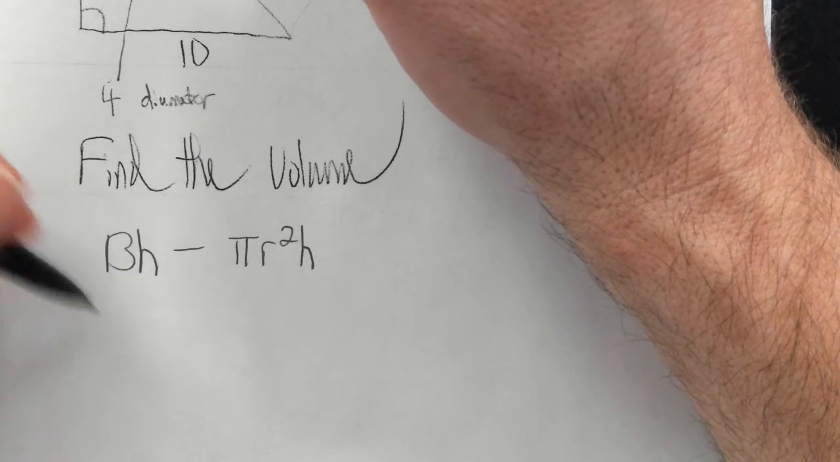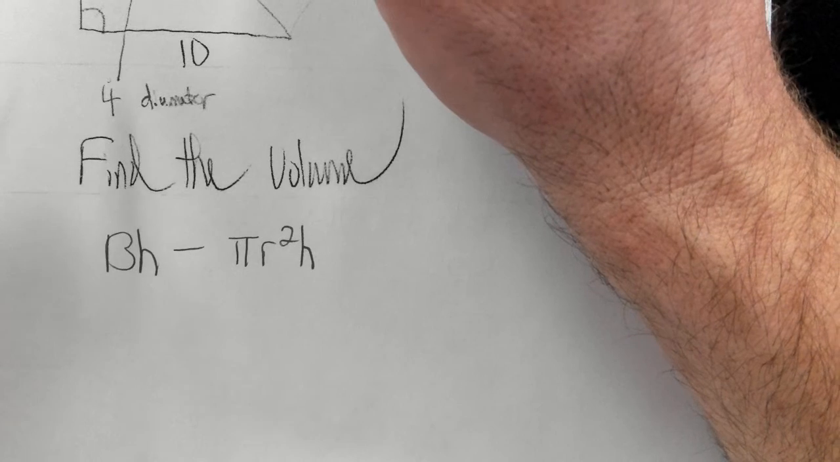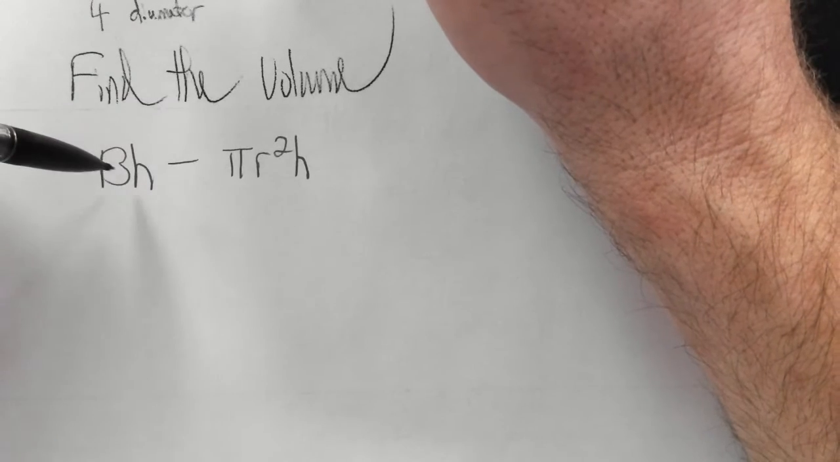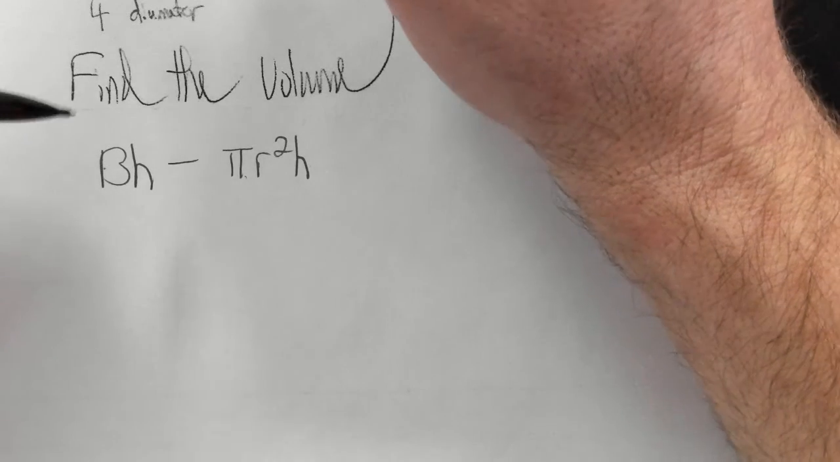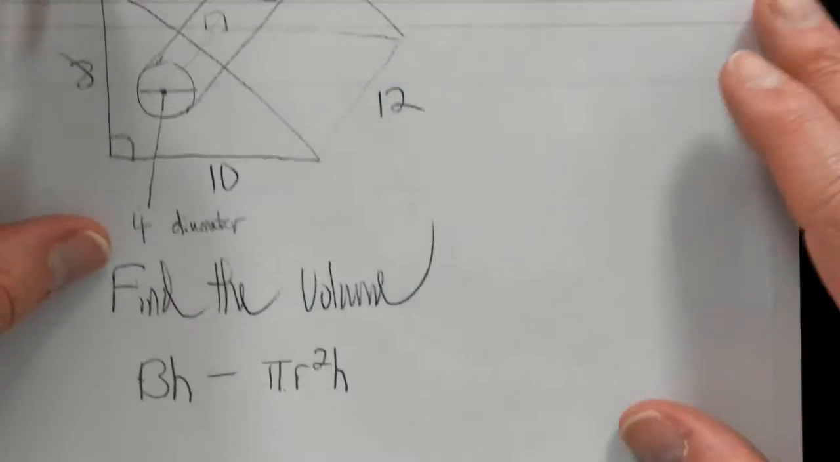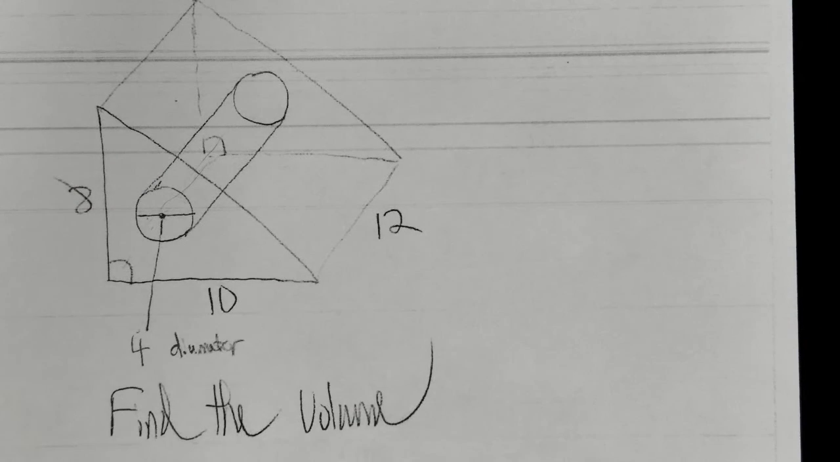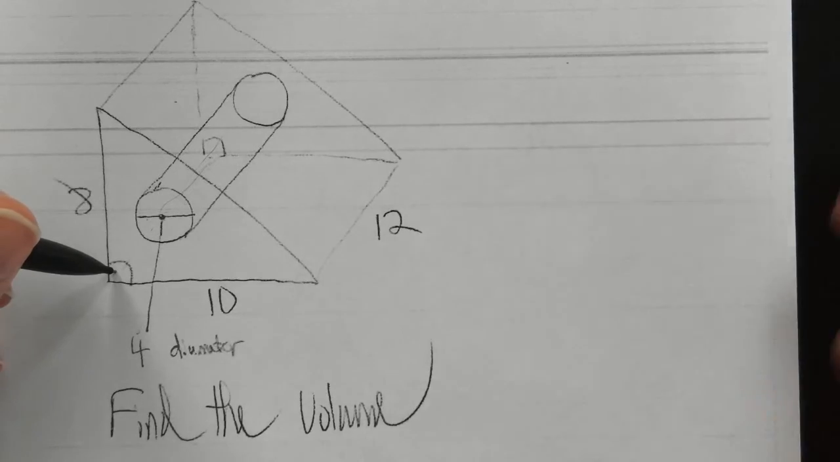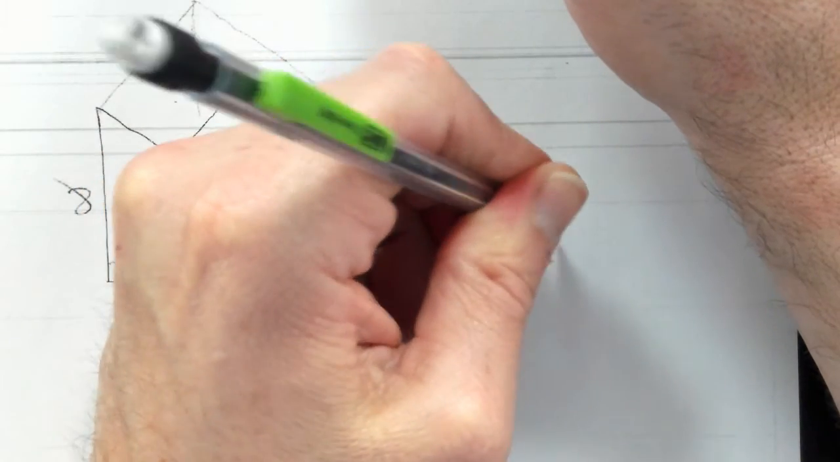So remember, this part of the formula pertains to the prism. This part of the formula pertains to the cylinder. All right, so we have the volume of the prism, and we're going to subtract off the volume of the cylinder. So let's go and fill in. What does B stand for again? B stands for area of the base. What's the shape of the base of the prism? It is a triangle. How do you find area of a triangle? It's 1/2 the base times the height.